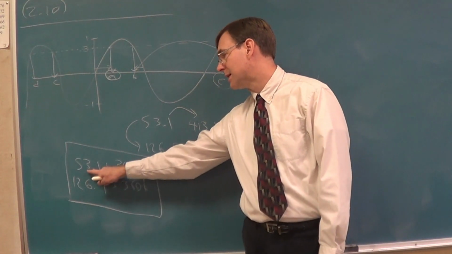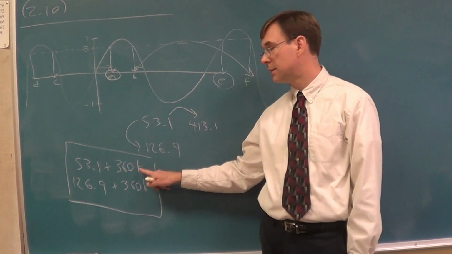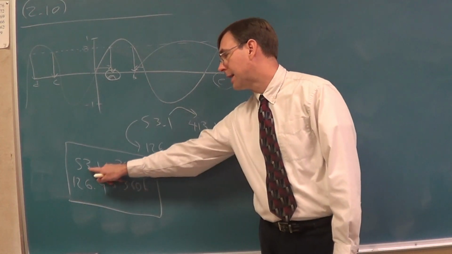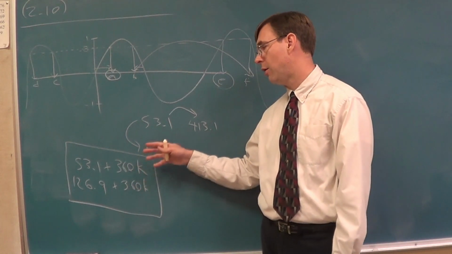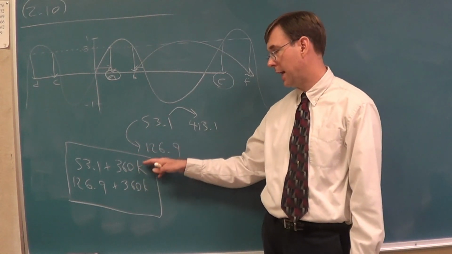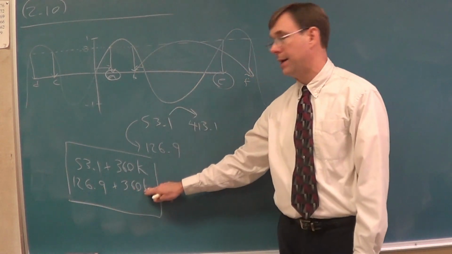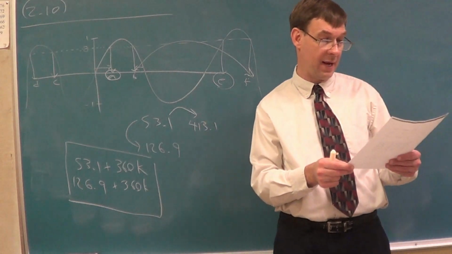What this means is I could take 53.1 and add 360 once. I could add 360 twice. I could add 360 three times. I could take 53.1 and add on any amount of 360s I'd want to add on, and I could get as many answers as I want to get. This means I could take 126.9 and add on as many 360s as many times as I want to, and those are all valid answers.